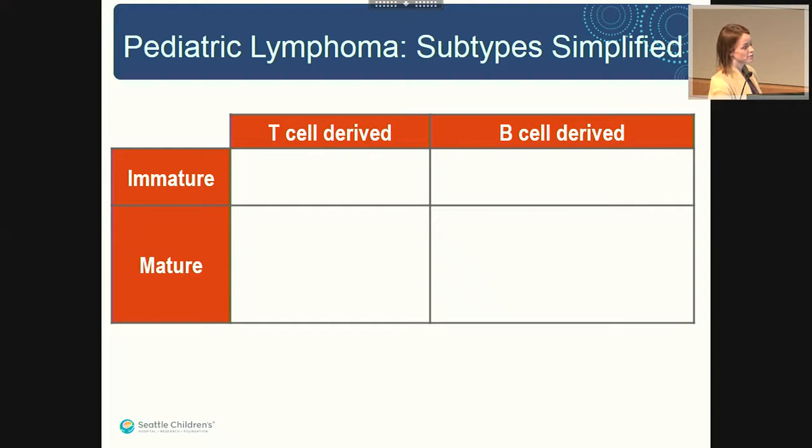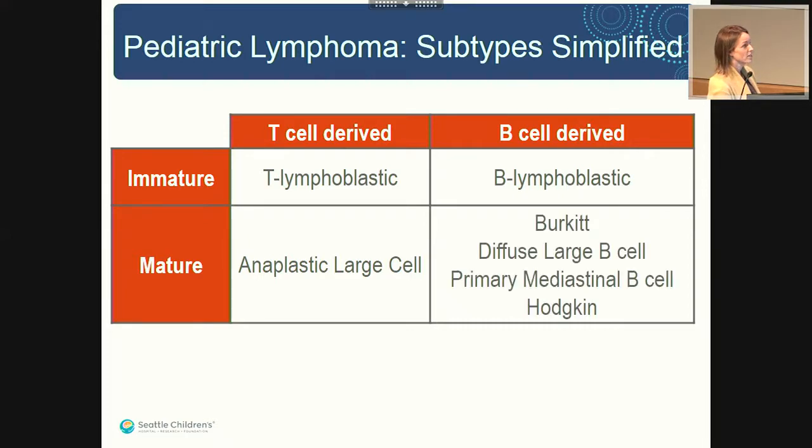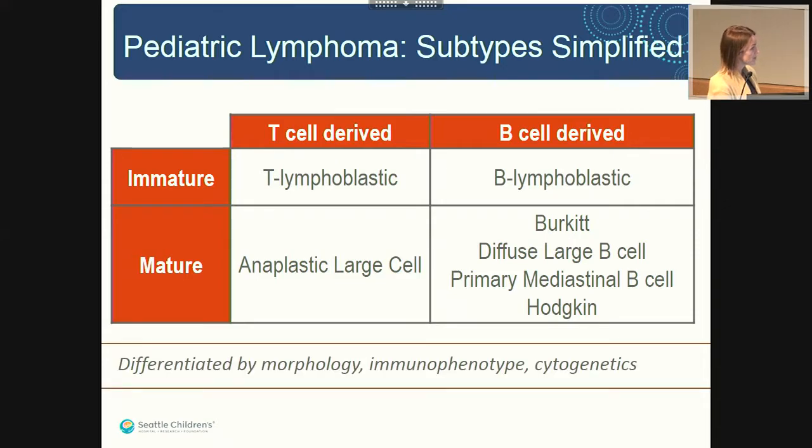And you have T lymphocytes and you have B lymphocytes, and then you have immature and mature lymphocytes of origin. When we're talking about immature, you're talking about either your T or B lymphoblastic lymphomas. When you're talking about your mature T cell, you're talking about anaplastic large cell lymphoma, and then your mature B cell derived are all the rest of them: your Burkitt's, your diffuse large B cell, primary mediastinal B cell, and then Hodgkin's lymphoma. And they're all differentiated by what the pathologists are telling us they see under the microscope, by flow cytometry at what the cancer cells are expressing on their cell membranes, and then what the cytogenetic or DNA findings are.